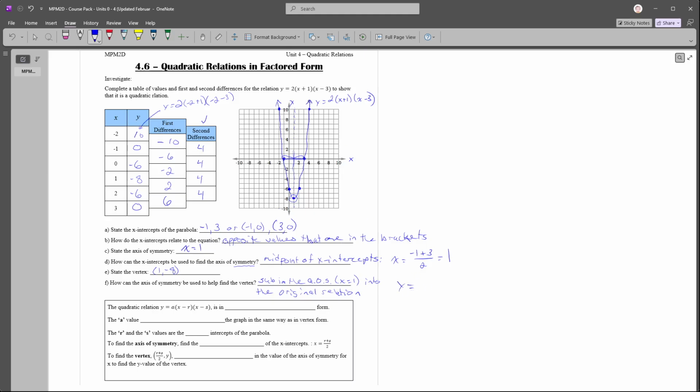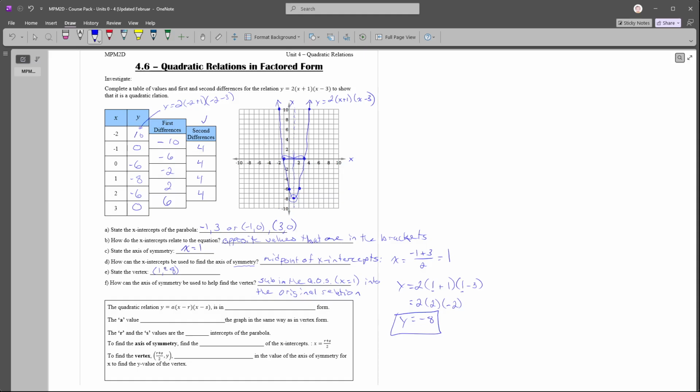So what that means is we have y is equal to, we're going to put x is equal to 1 into our equation. So 2 times (1 plus 1), and then multiply that by (1 minus 3). So that's 2 times (1 plus 1), that's 2. And 1 minus 3, that's -2. What we end up with is -8. 2 times 2 is 4. 4 times -2 is -8. All right, so now we know that the x component is 1 and the y component is negative 8.